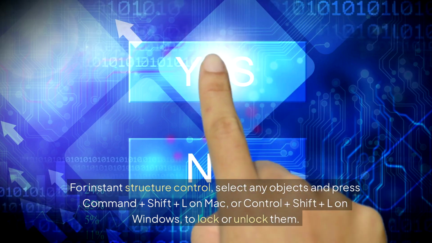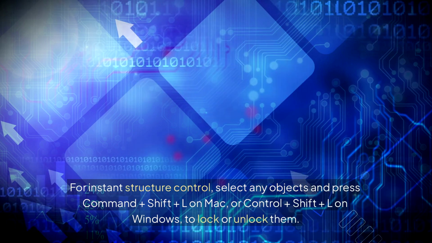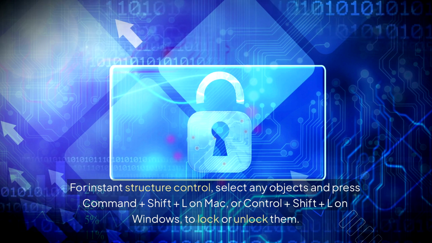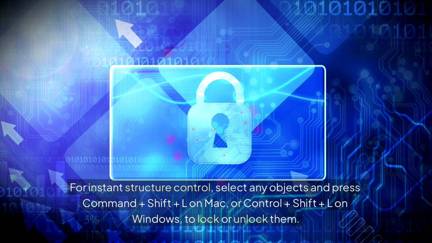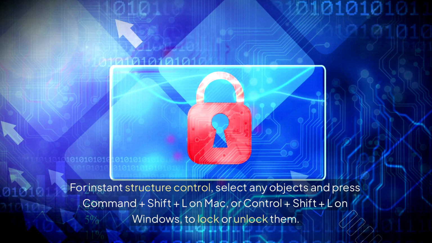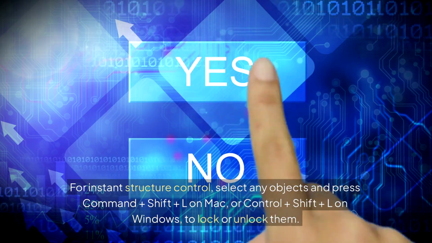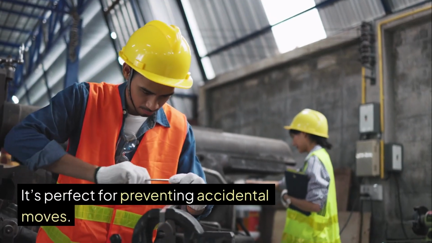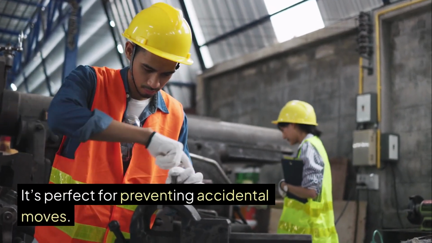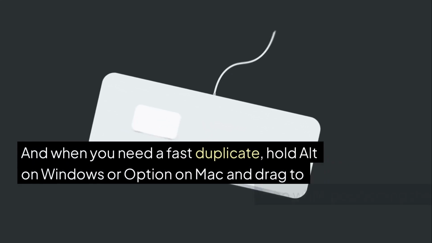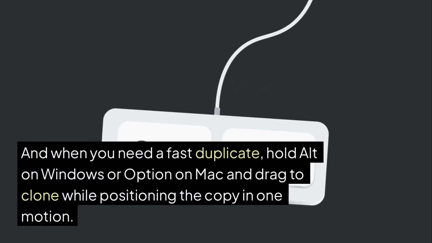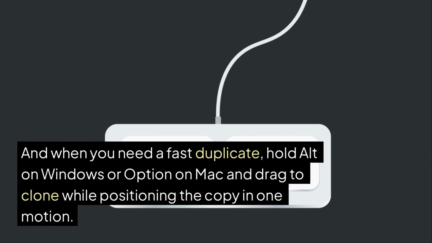For instant structure control, select any objects and press Command plus Shift plus L on Mac, or Control plus Shift plus L on Windows, to lock or unlock them. It's perfect for preventing accidental moves. And when you need a fast duplicate, hold Alt on Windows or Option on Mac and drag to clone while positioning the copy in one motion.